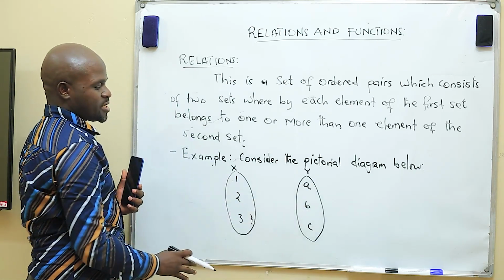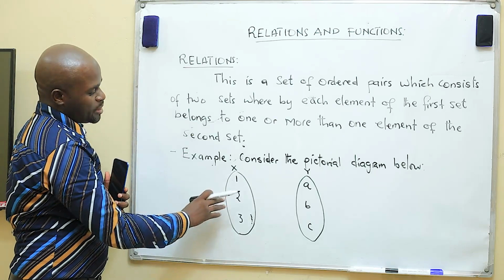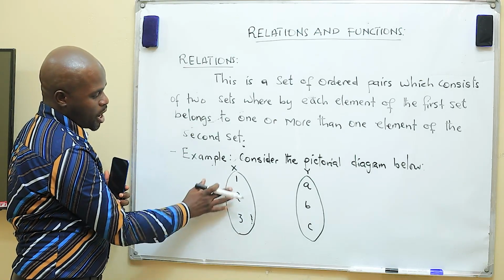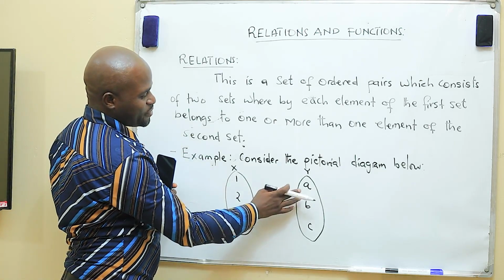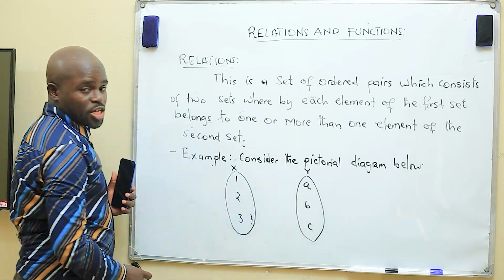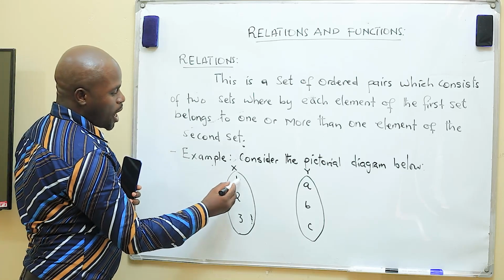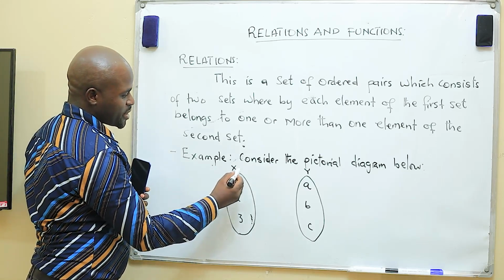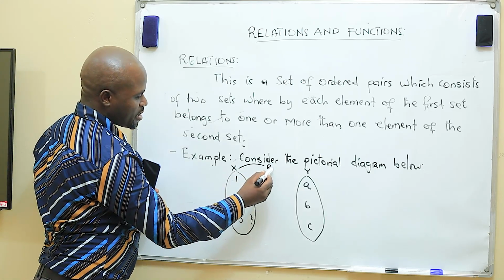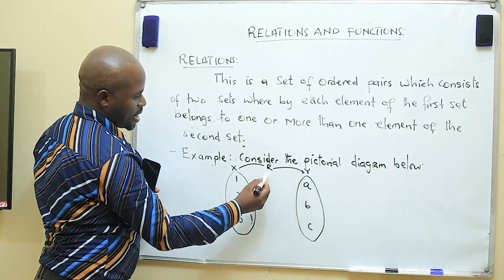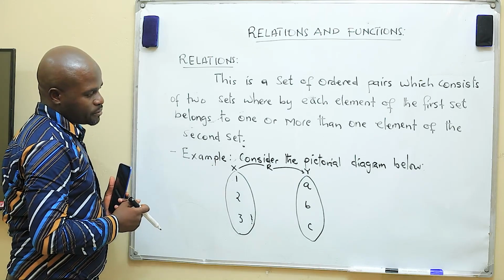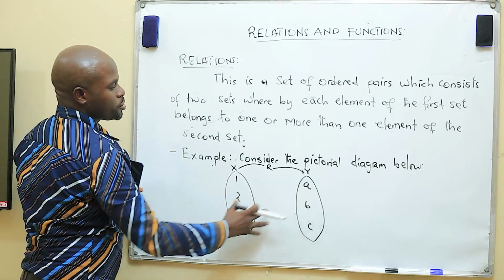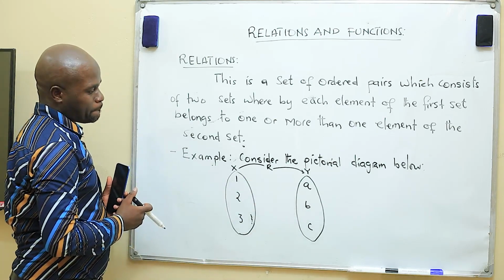Inside each set, there are elements. The elements of the first set, we have 1, 2, and 3. And the elements of the second set, we have A, B, and C. So maybe number 1, so here there is a relation. Ara means relation. It means that these two sets, they relate.